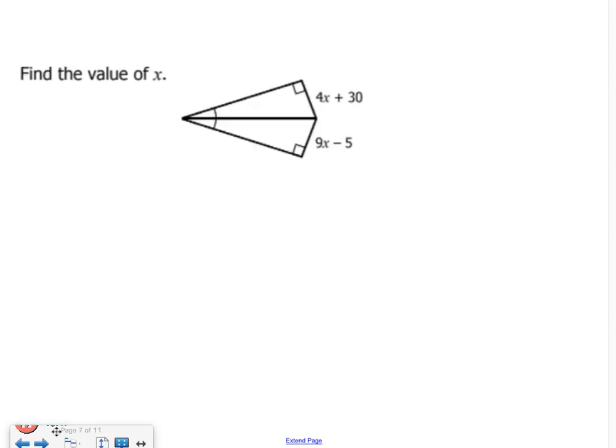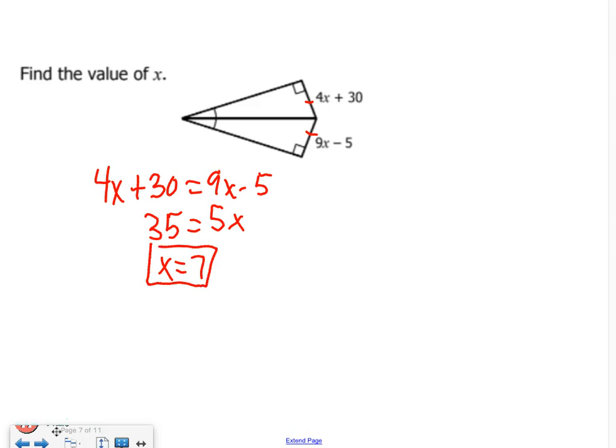Can we get a blue stick? Yep. Okay, how are we going to find X here? What do we know? Set them equal to each other. Yep, set them equal to each other. Did you guys get 7? Yes. Awesome.